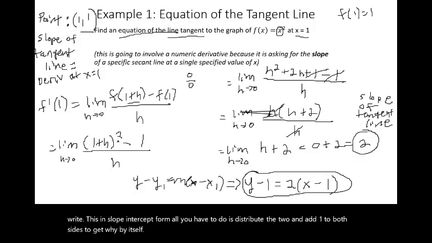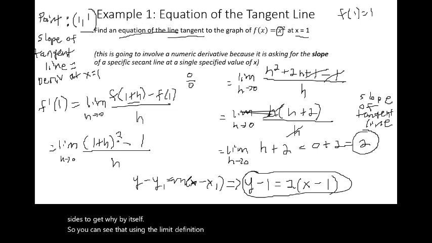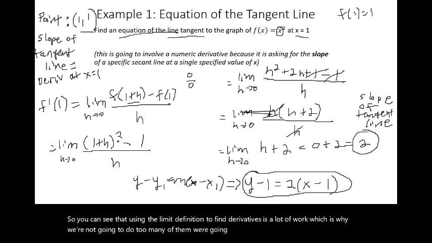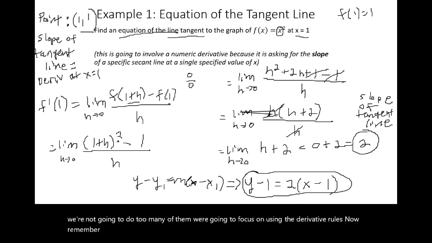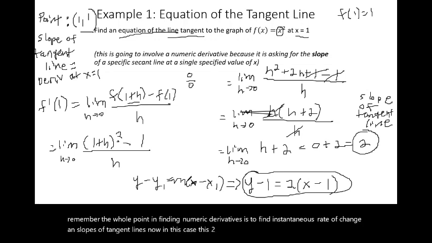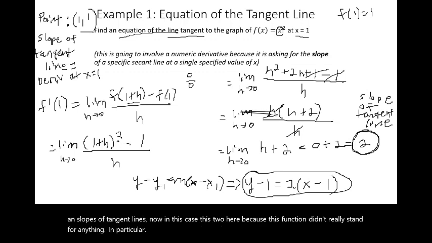So you can see that using the limit definition to find derivatives is a lot of work, which is why we're not going to do too many of them. We're going to focus on using the derivative rules. Now, remember, the whole point in finding numeric derivatives is to find instantaneous rate of change and slopes of tangent lines. Now, in this case, because this function didn't really stand for anything in particular, the only way we would really interpret this 2 is just the slope of the tangent line at x equals 1.